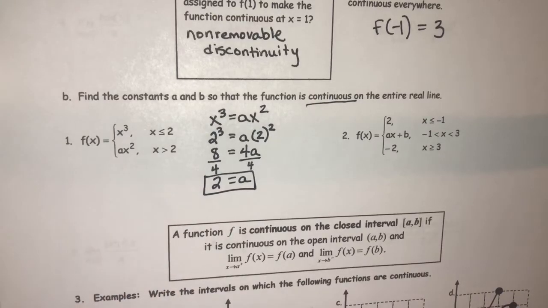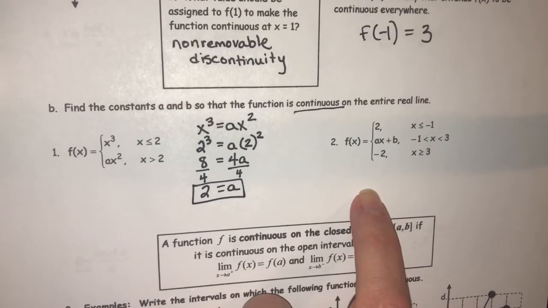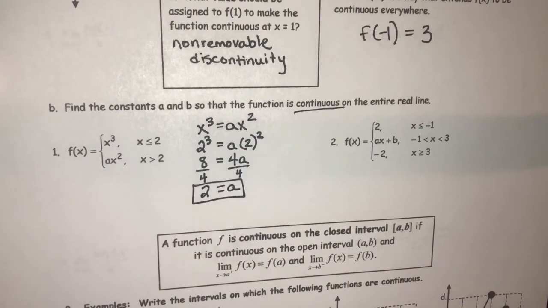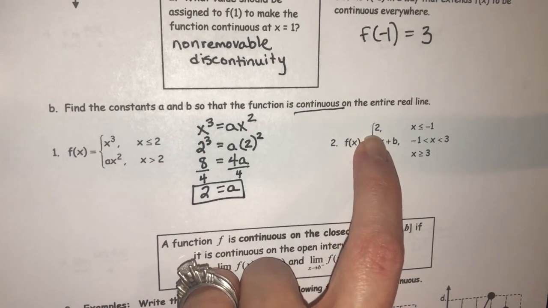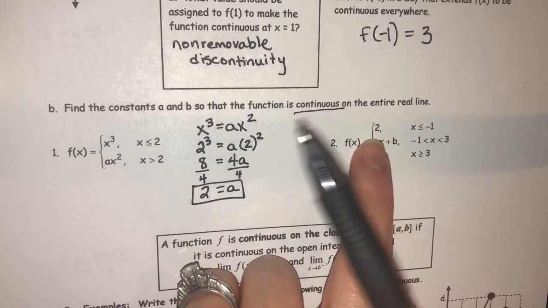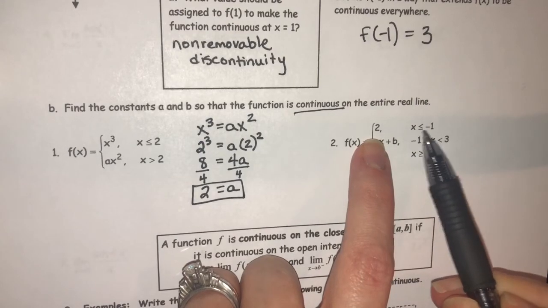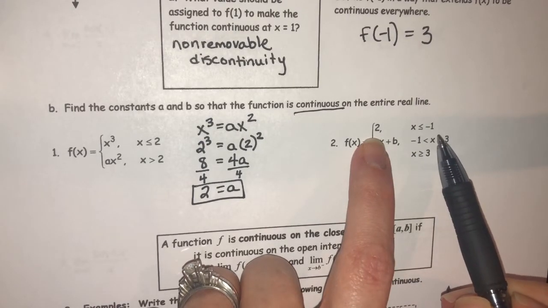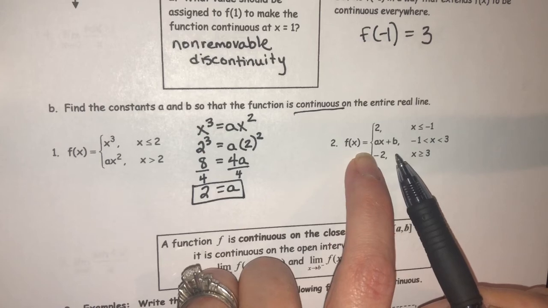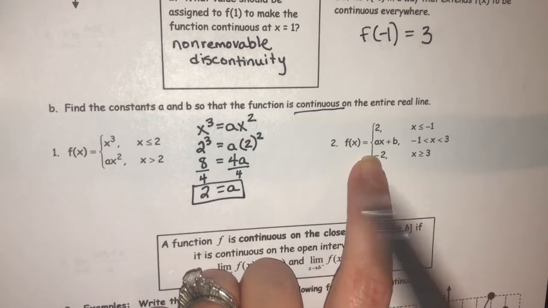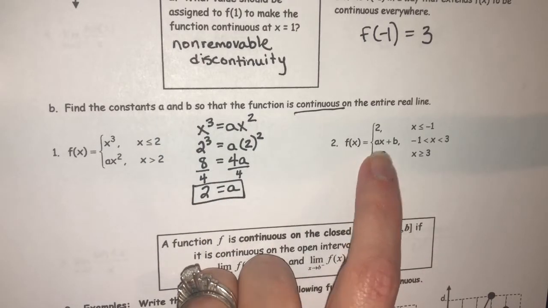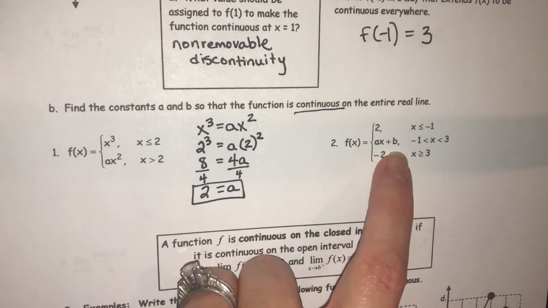Okay, now before I leave you to try number 2 on your own, I'm going to help you just to think about it a little bit and get started. f of x is equal to 2, so that means y equals 2, that's a horizontal line, for all x values less than or equal to -1. Then on this middle piece, f of x is equal to ax plus b. This is the one where you're trying to find a and b.